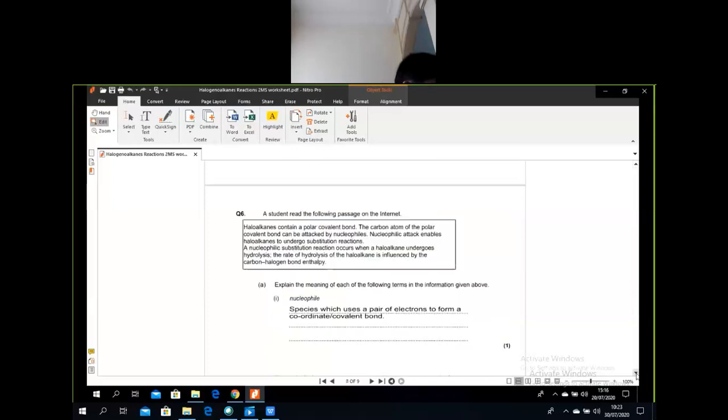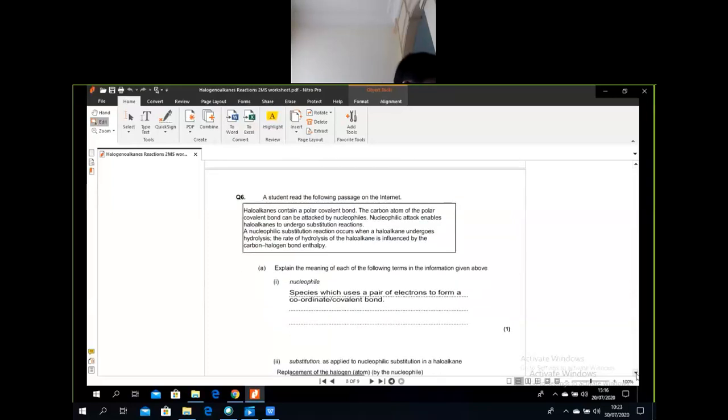And now we are almost done with the discussion. Number 6. A student read the following passage on the internet. Halogenoalkanes contain a polar covalent bond. The carbon atom of the polar covalent bond can be attacked by nucleophiles.